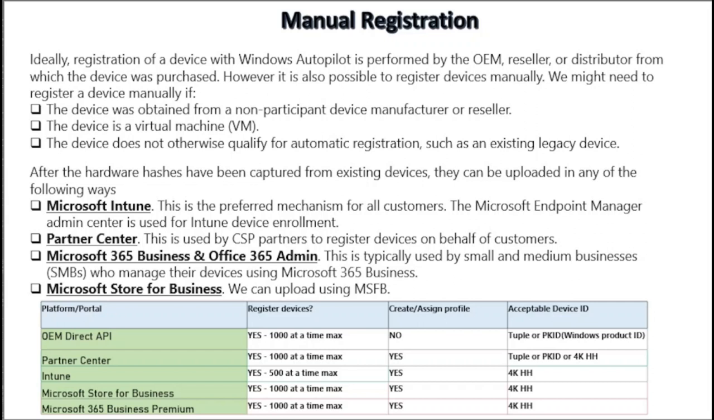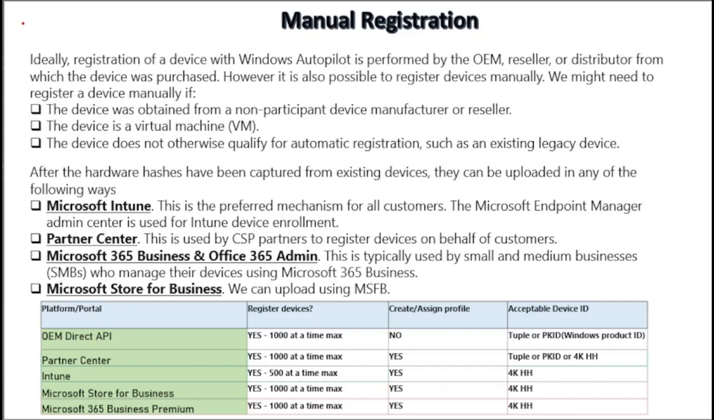After the hardware hash has been captured from the existing device, it can be uploaded in any of the following ways. We can use Microsoft Intune. This is the preferred mechanism for all customers. The Microsoft Endpoint Manager Admin Center is used for Intune device enrollment. We can use Partner Center. This is used by CSP partners to register devices on behalf of customers. The third one is the Microsoft 365 Business or Office 365 Admin. This is typically used by small and medium businesses who manage their devices using Microsoft 365 Business. And the fourth one is Microsoft Store for Business.